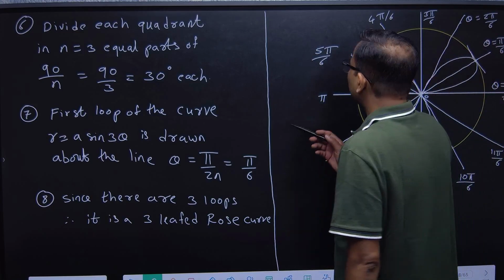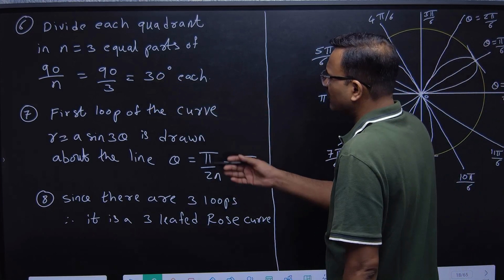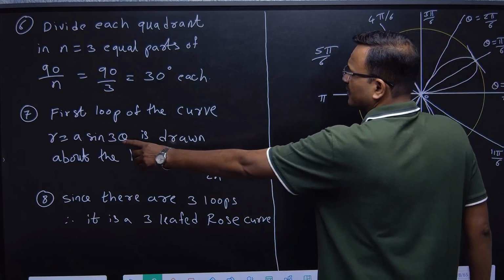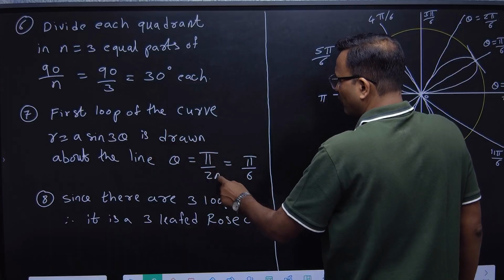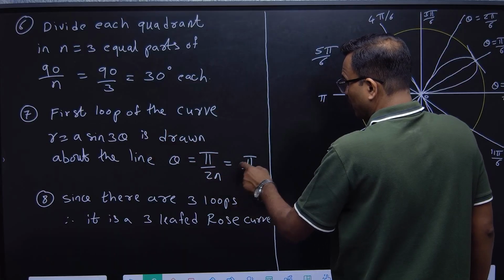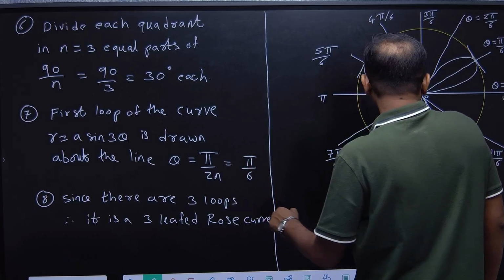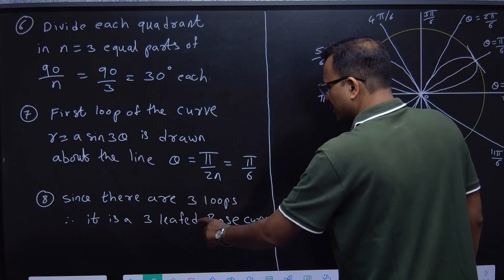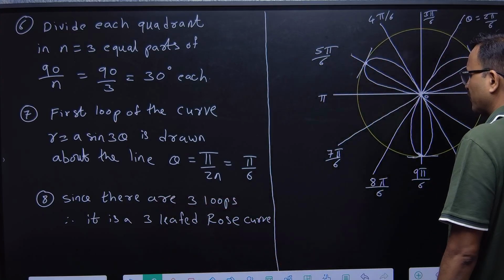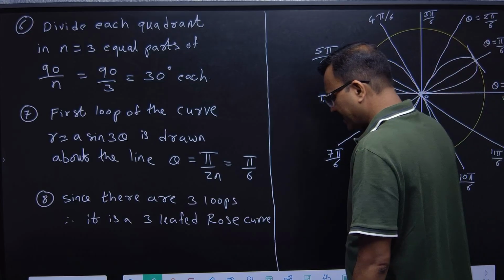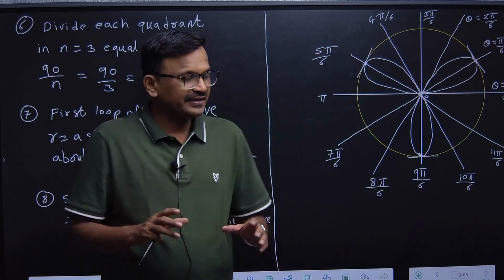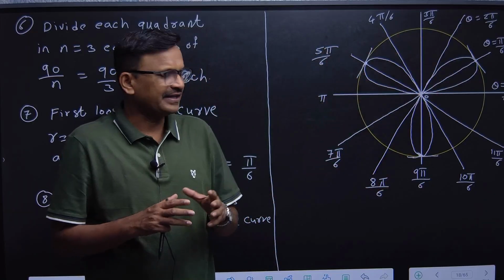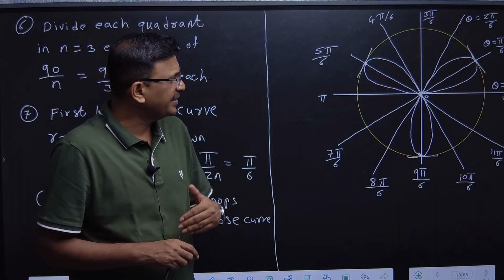See, to draw that curve, we divided each quadrant into 3 equal parts of 30 degrees each. First loop, in case of sine curve, when r is a sine n theta form, is drawn about the line theta is pi upon 2n, which in this case was pi by 6. So first loop we draw about theta is pi by 6. And since there are 3 loops, it is called a 3-leaf rose curve. And you can see that the maximum value r can have is plus a. The entire curve is going to lie within the circle of radius a.